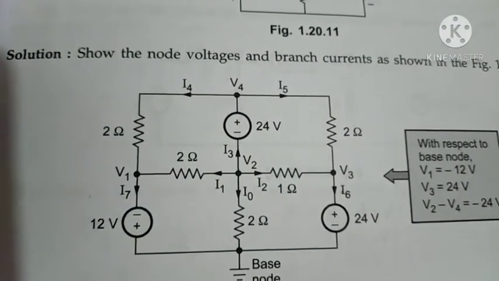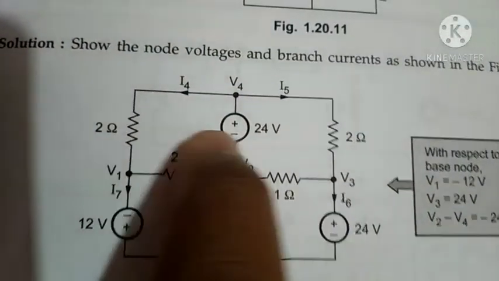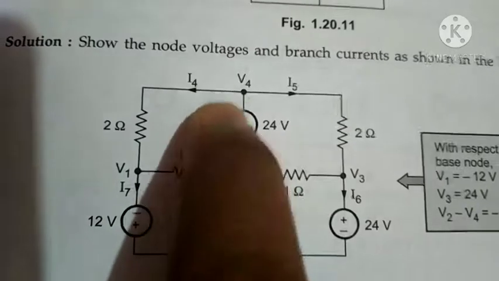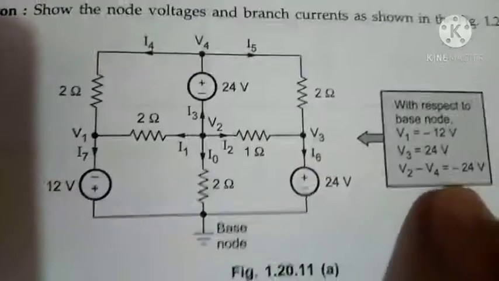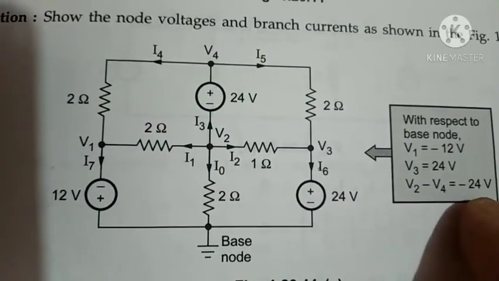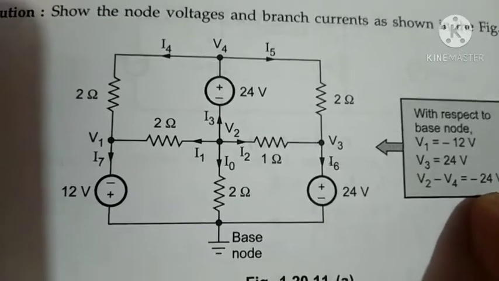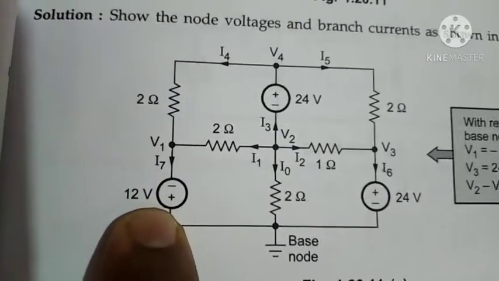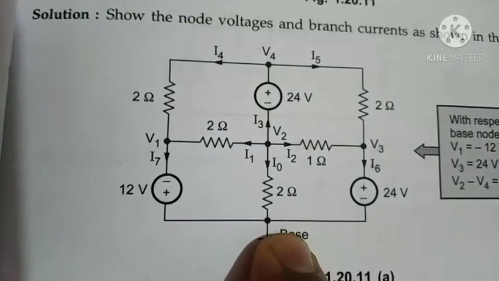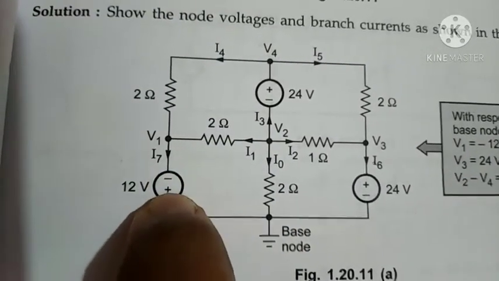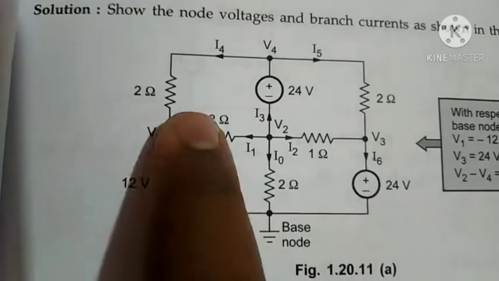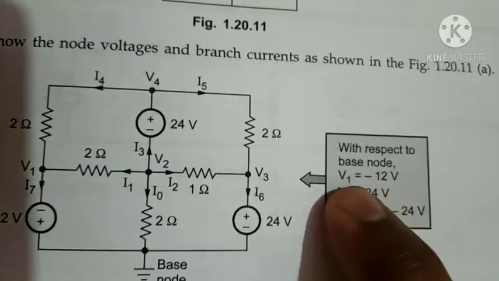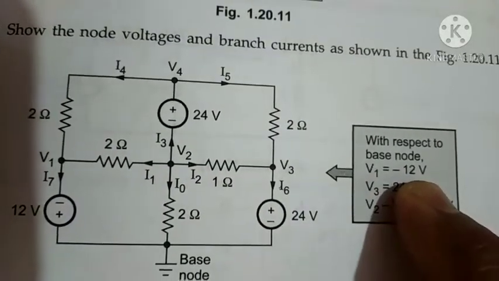In super node analysis, each voltage source gives us one equation. This voltage source is connected between V4 and V2, so V4 minus V2 is equal to 24 volts, or V2 minus V4 is equal to minus 24. Both are the same. Next, this voltage source is connected between ground and V1, with plus to ground and minus to V1. So 0 minus V1 is equal to 12 volts, or V1 is equal to minus 12 volts.